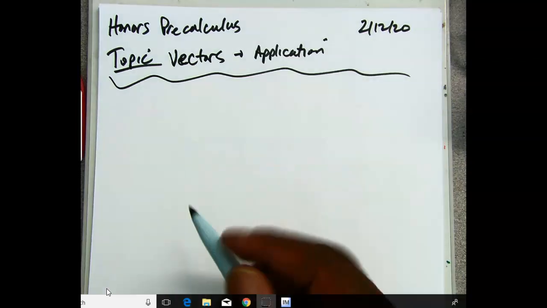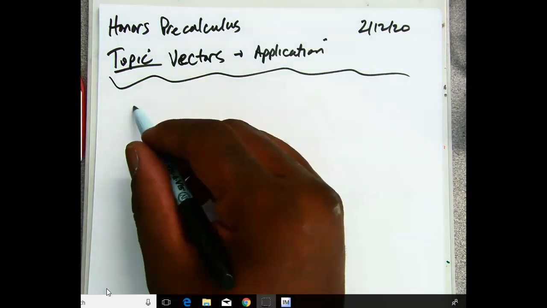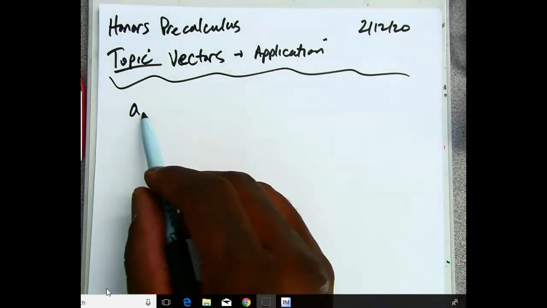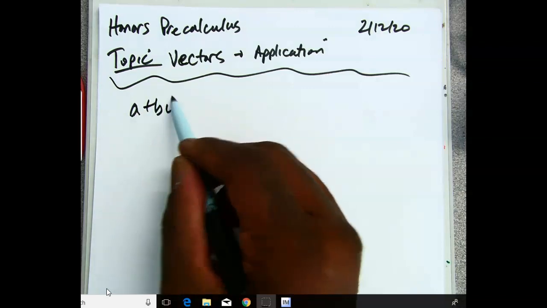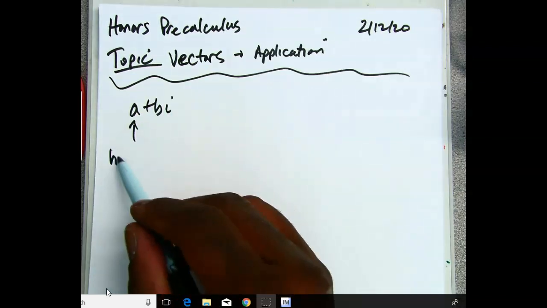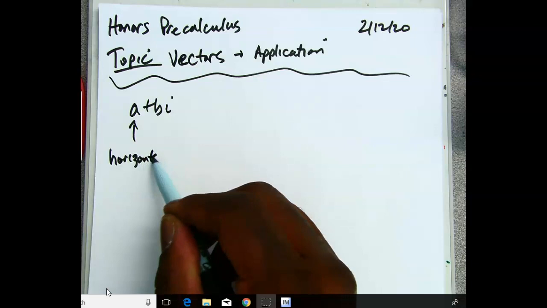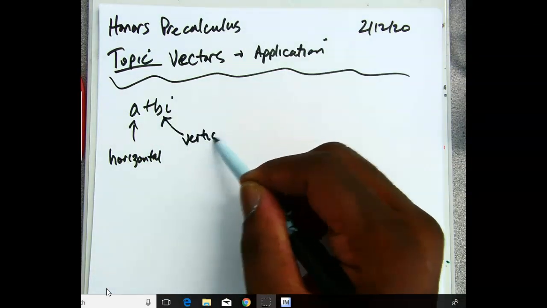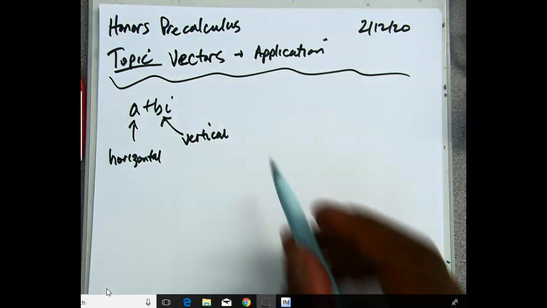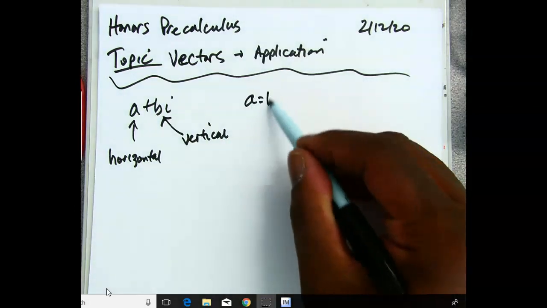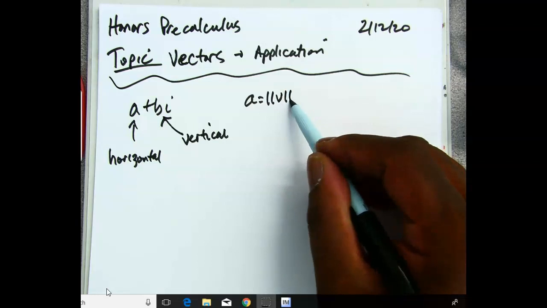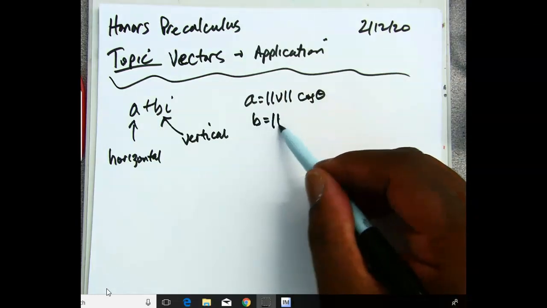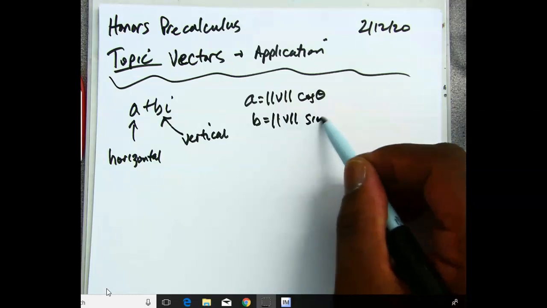So one of the things we know using our triangle is that A, which is the horizontal component of our vector, and B is the vertical. We know that A is equal to the magnitude of the vector times cosine of theta, and B is the magnitude of the vector times sine of theta.